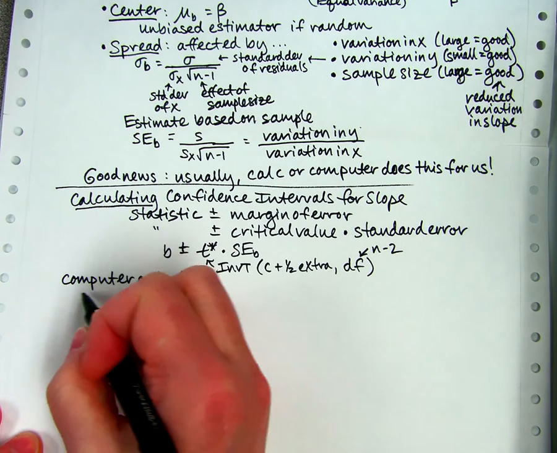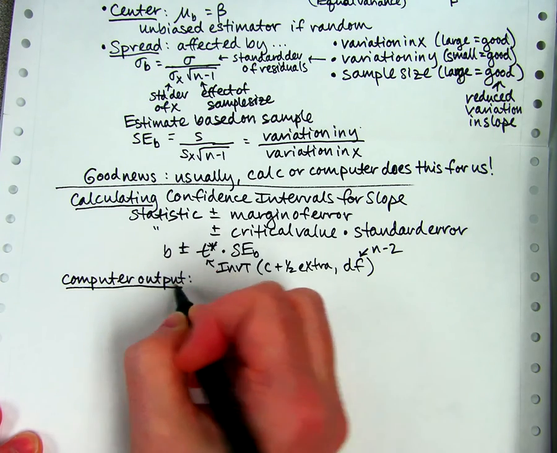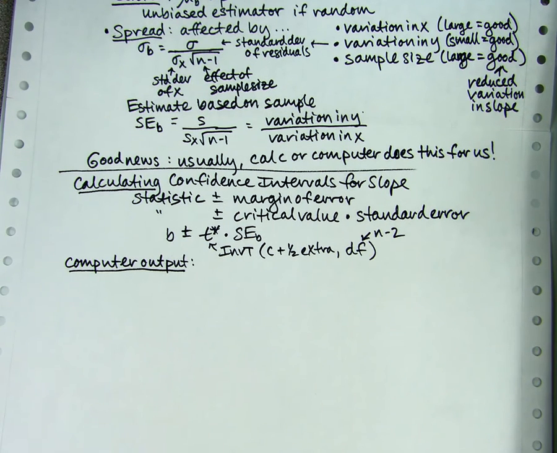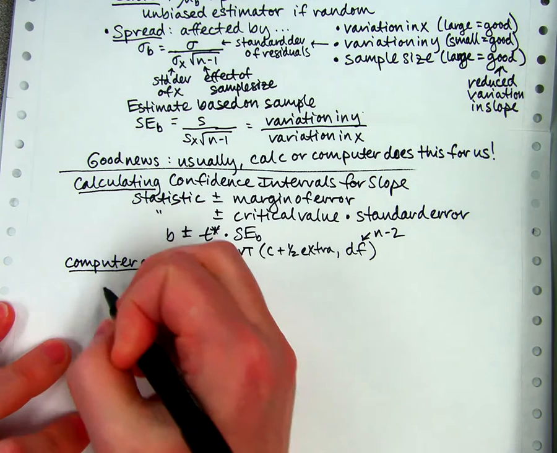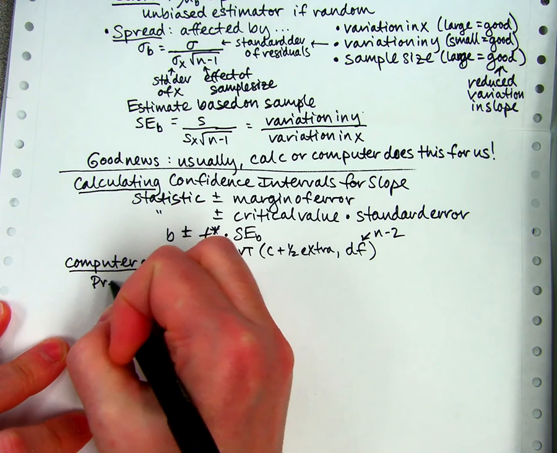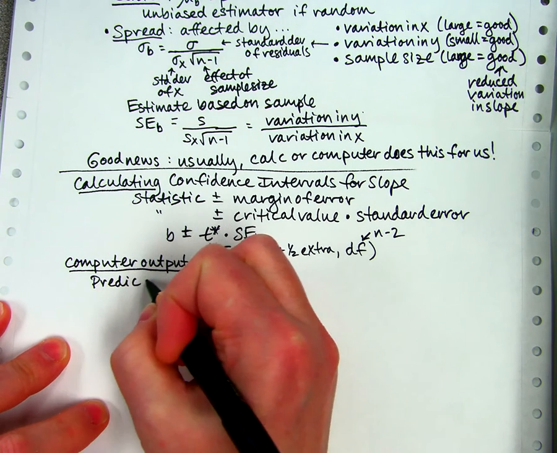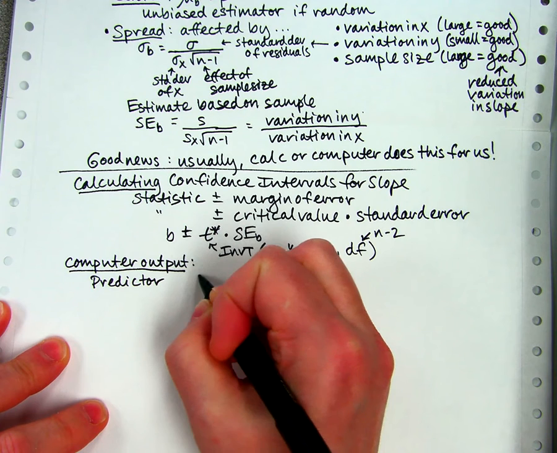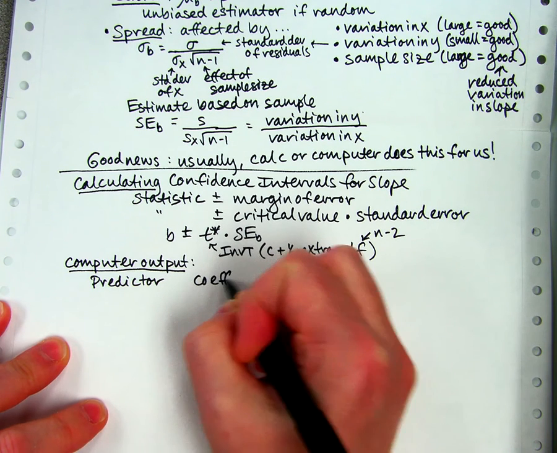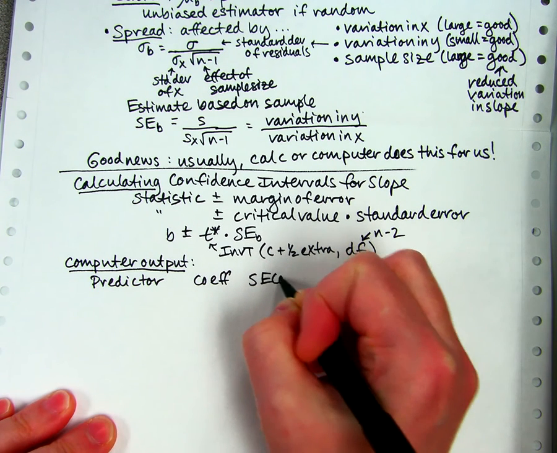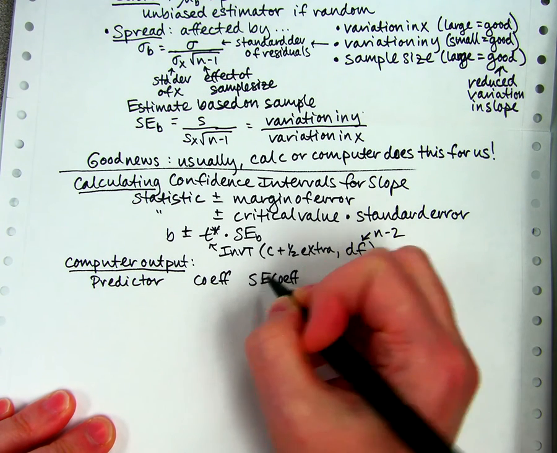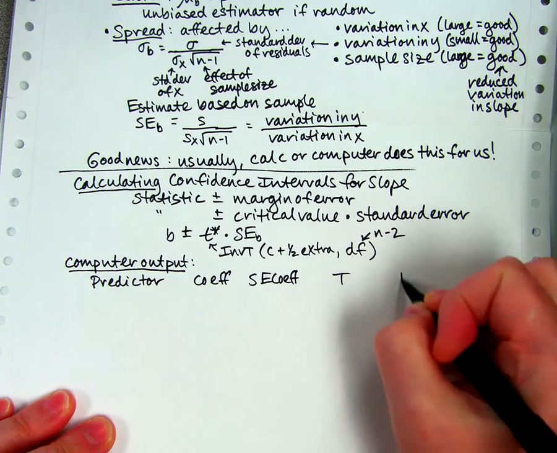I want to just talk about that because we've seen the computer output before, when we did chapter 3 and found the line of fit. I told you there was some other stuff on there that we didn't need. Now we're going to learn how to do some of that other stuff. So we always have a predictor and a coefficient, an SE coefficient. That's the standard error that I was just talking about, and a T and a P.